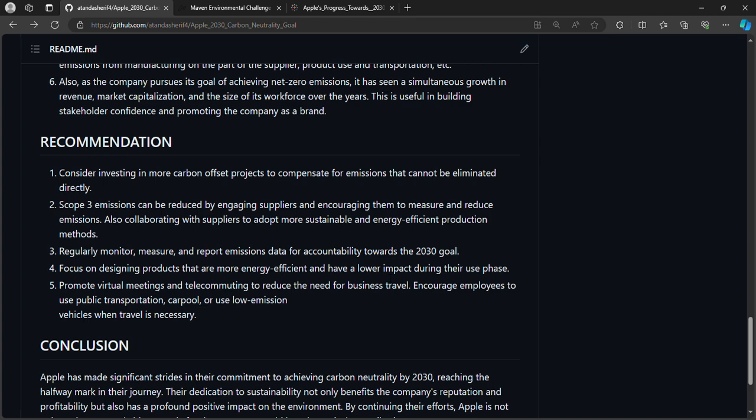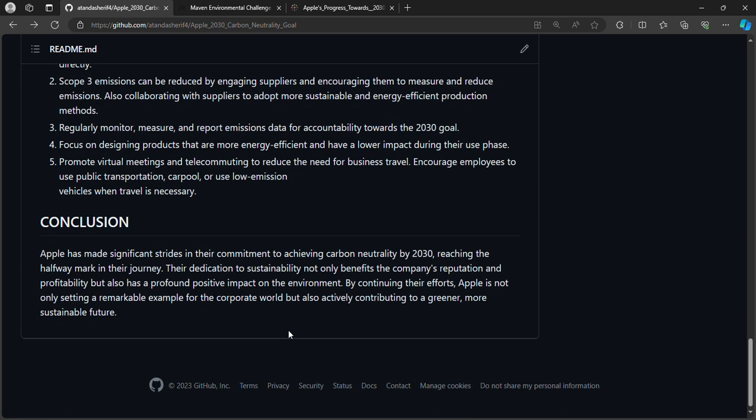That means, speaking of the materials used for their design, there should be a transition. They have been doing this, but there can be more. And lastly, promote virtual meetings and telecommuting to reduce the need for business travel. Instead of the individuals representing the companies traveling, they can do virtual meetings. In that way, there won't be emission.